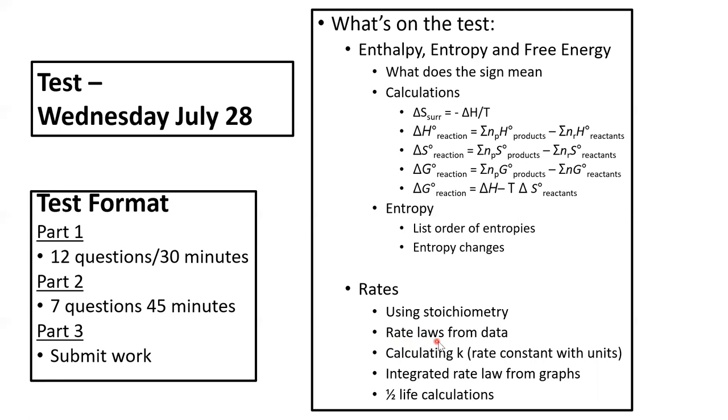And if you figure out a rate law from a set of data, you can use data to calculate what K is, which is your rate constant, and be able to calculate what the units are for that constant. If you're talking about how rate is related to time, then you'd be looking at the integrated rate law. So zero order, first order, second order integrated rate law problems.